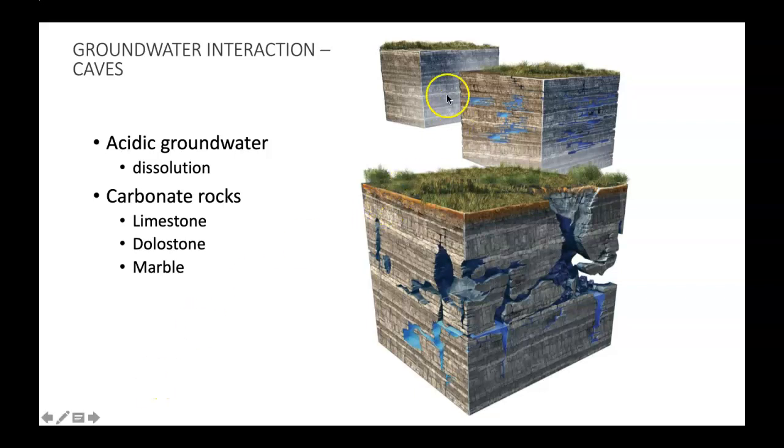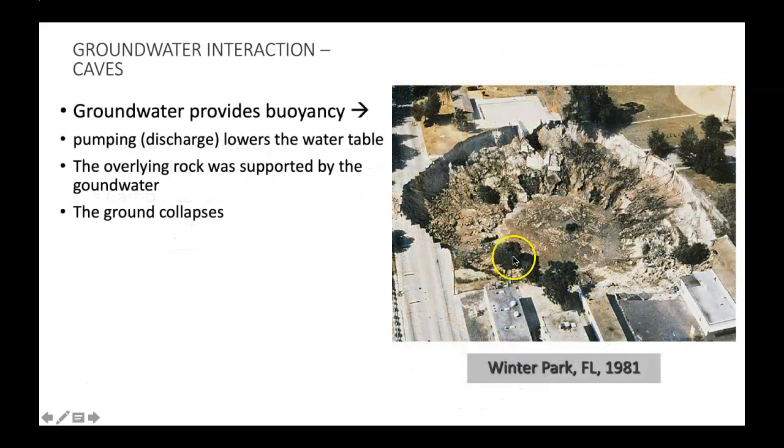So at the top, here's a solid block of limestone. It gets water down into some cracks. Those cracks over time are going to grow into big caves and crevices. A sinkhole can form. Here's one that formed in 1981. We get them in Florida, where the bedrock is a lot of limestone.